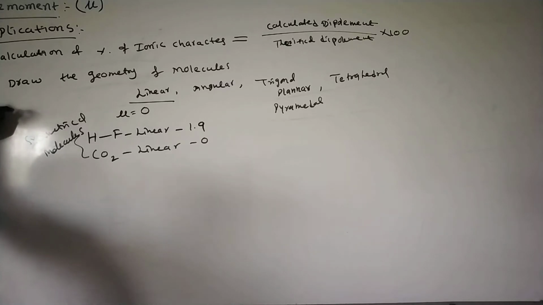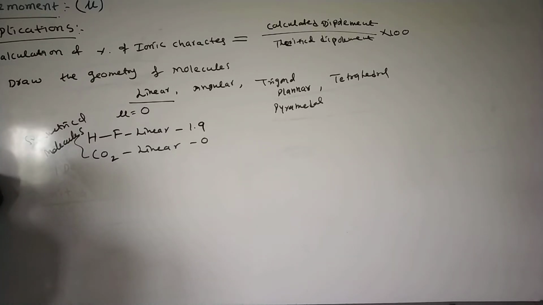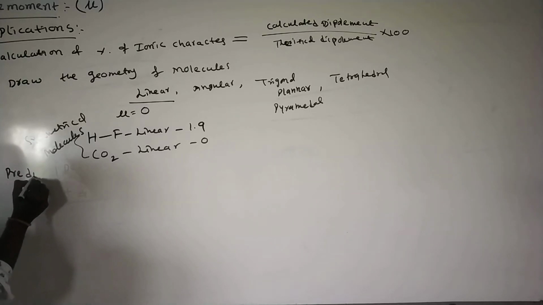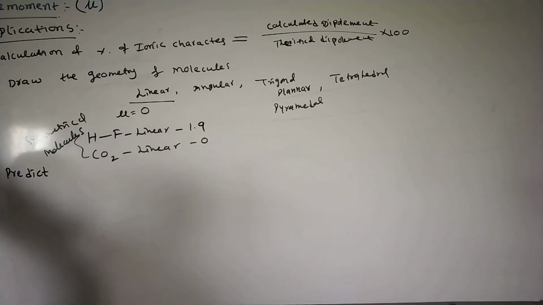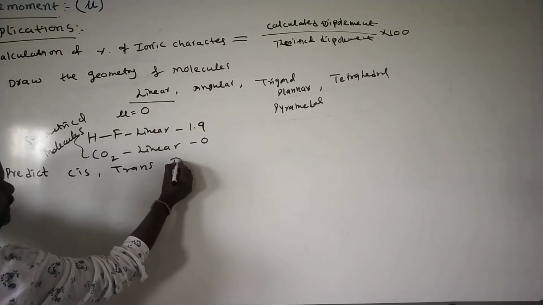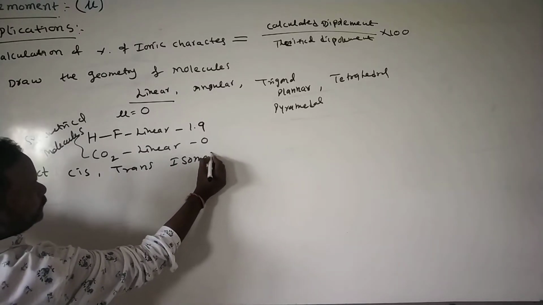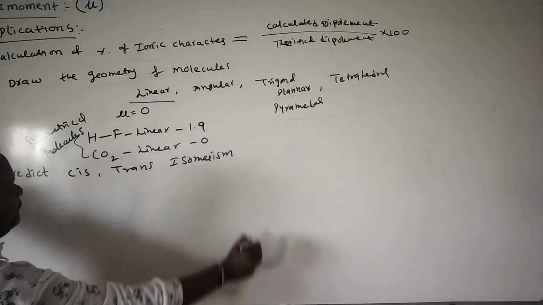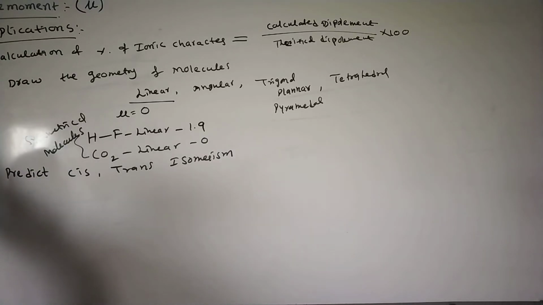Some of the important molecules there are also polar but not having a dipole moment. Some non-polar ones are having dipole moment values. This is one of the important applications of the dipole moment. And here we also predict the cis and trans isomerism. That means we also distinguish the cis and trans isomers by using this dipole moment.